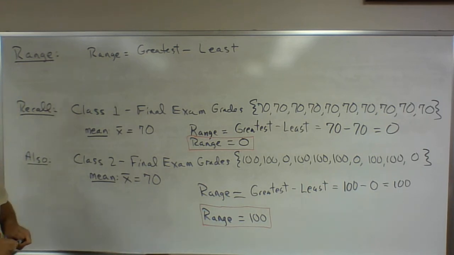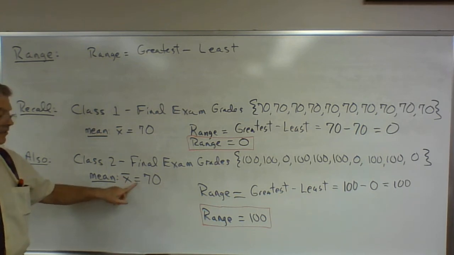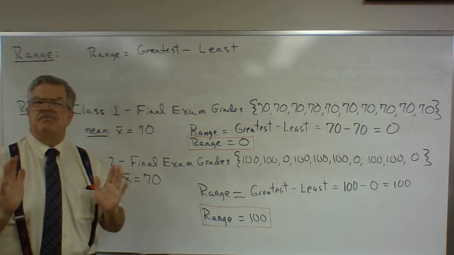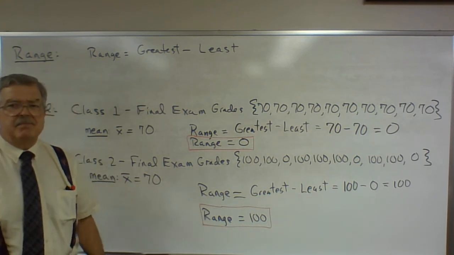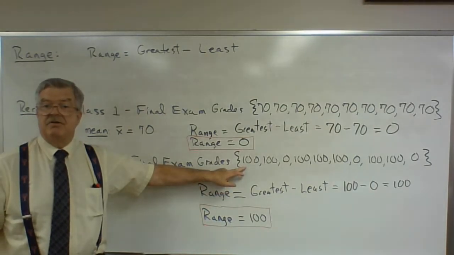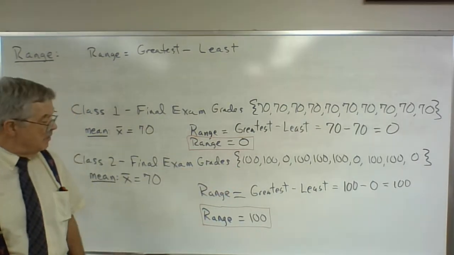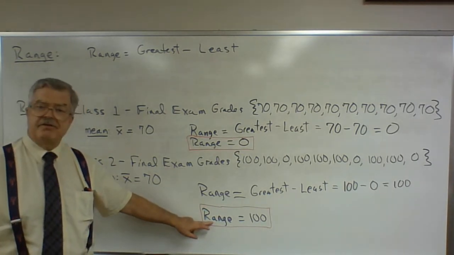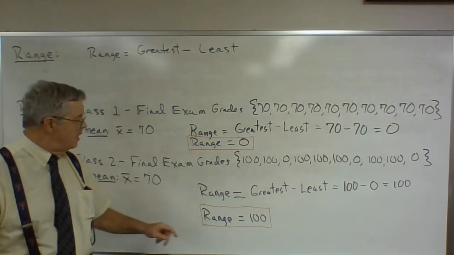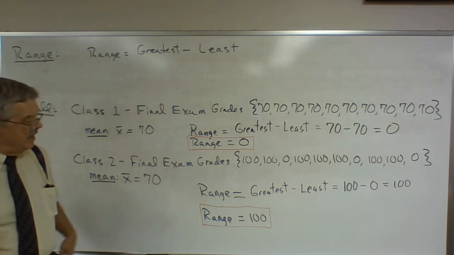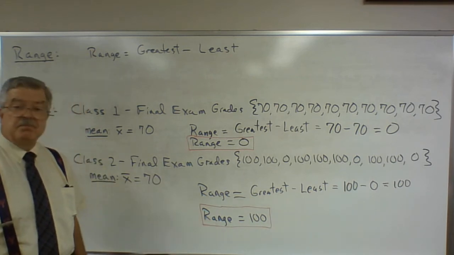In this set of data, the mean is 70. The range is 100, and that's as big as the range can possibly be. The highest score on an exam is 100. The lowest score is a 0. So if we see that the range is 100, that means at least one of the final exam grades had to be 100, and another one had to be 0.